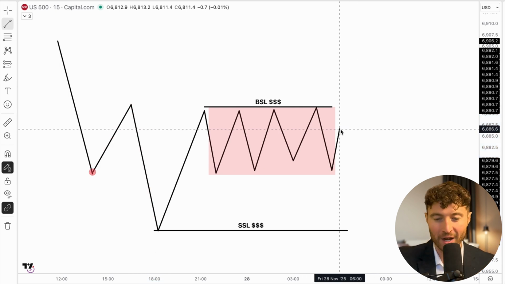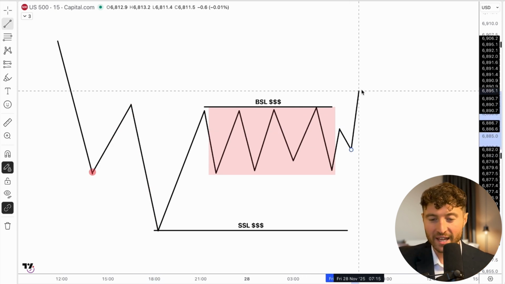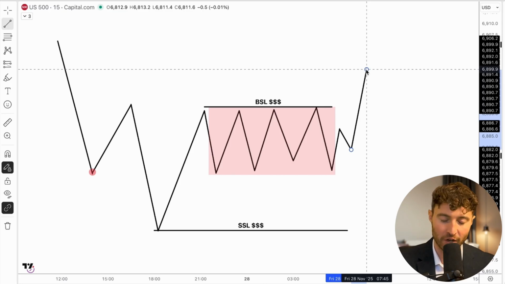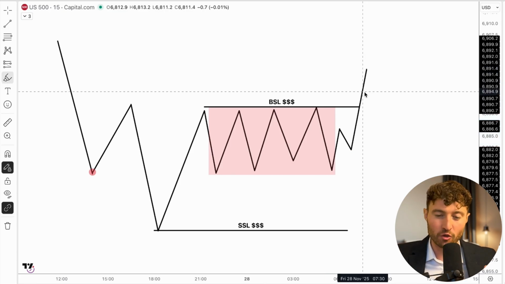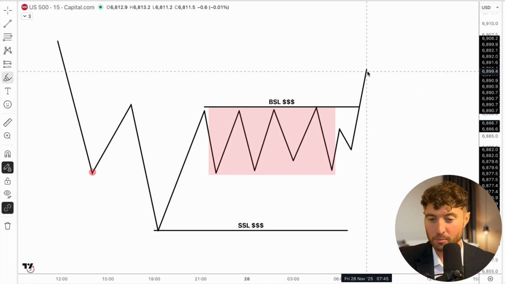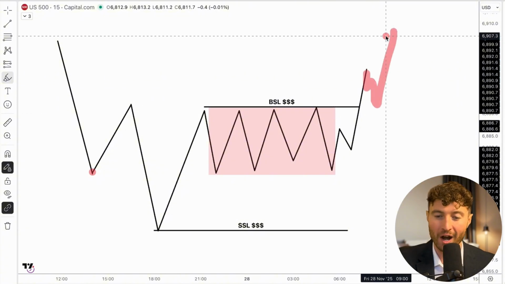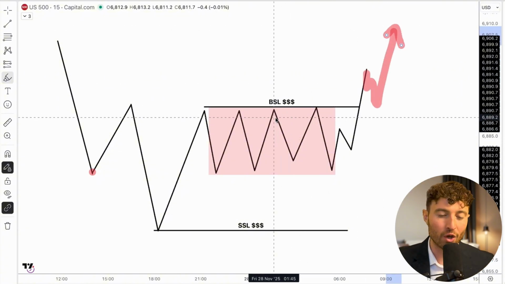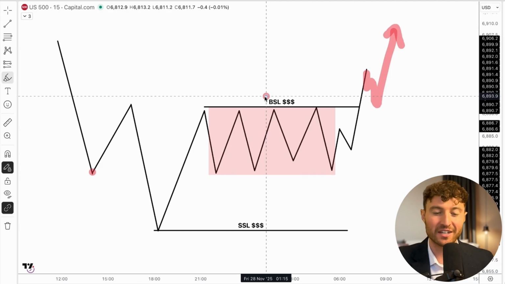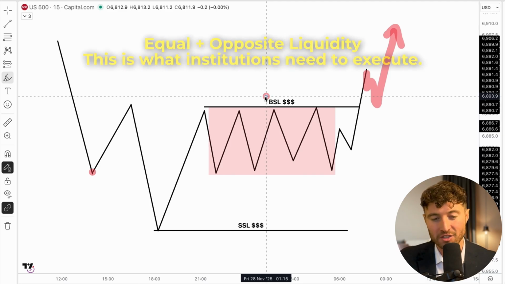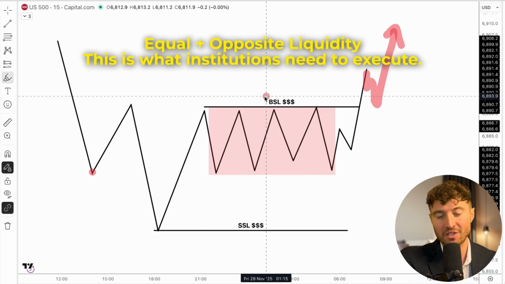So if you're sell-side buyers in the market, what you're going to be looking for is a liquidation above the Asia session high. And as we know, this is going to induce a lot of traders long into this market. This is going to induce breakout traders thinking that the market's going to go higher, and this is going to stop out any early sellers. So this is what provides the buy side liquidity. And as we know, this is what institutions need. They need equal and opposite liquidity in order to actually execute in the market.